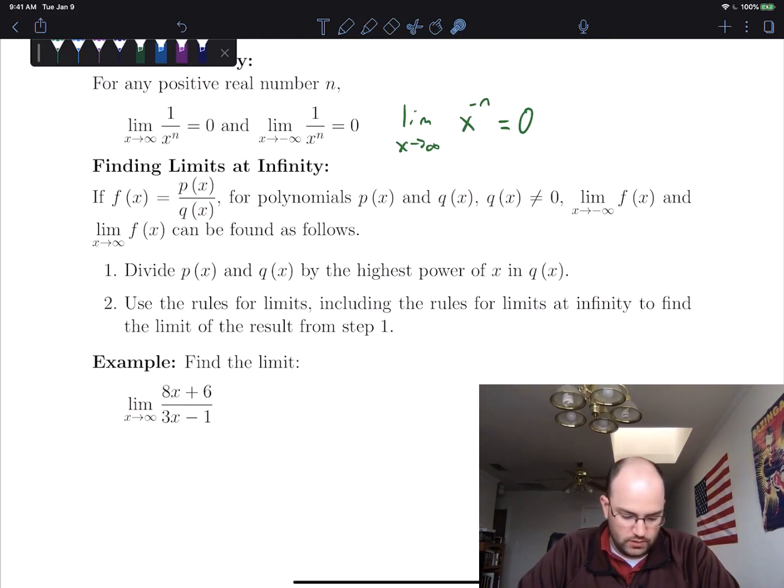Number 2, use the rules for limits, including the rules for limits at infinity, to find the limit of the result from step 1.